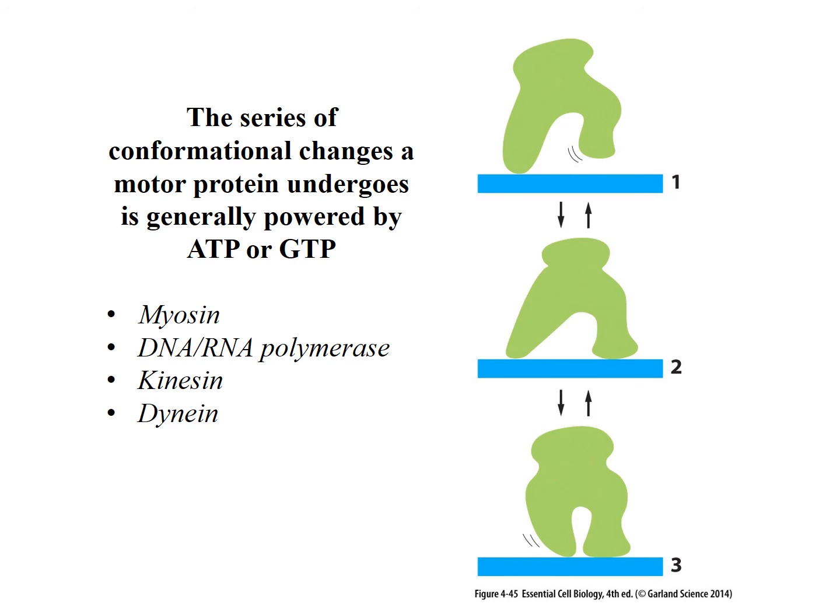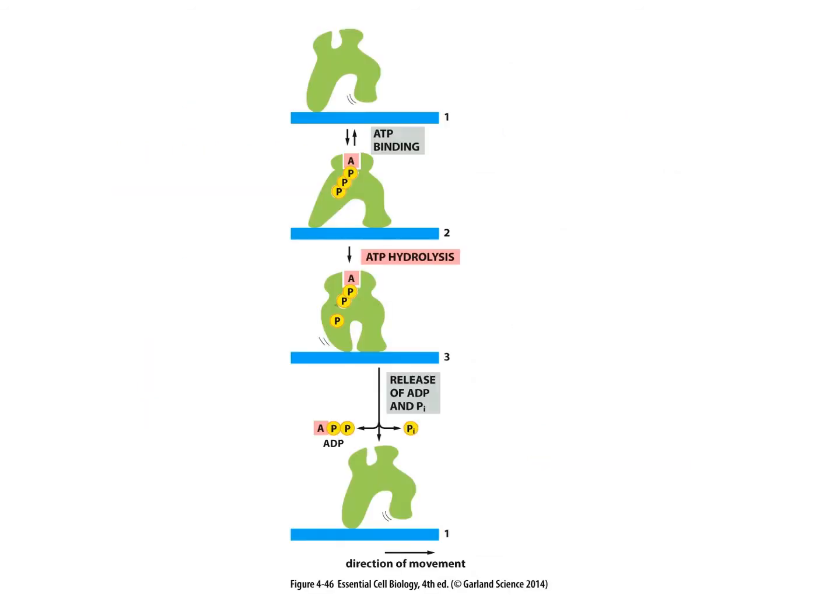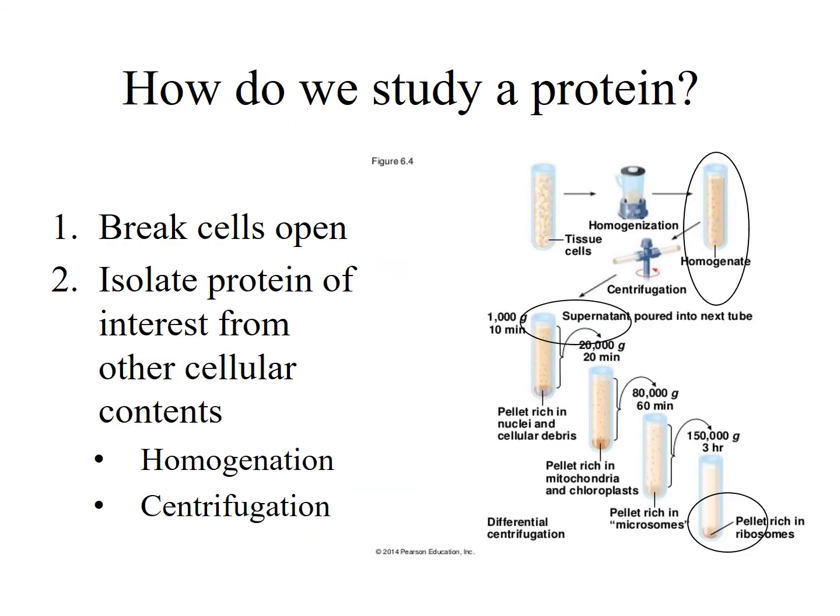Some examples of motor proteins in addition to myosin are the polymerases for DNA and RNA, another motor protein called kinesin, and then even another kind called dynein. This illustration shows the series with the ATP binding, ATP hydrolysis, and release of the product. This would occur in a cyclic manner as a new ATP molecule binds once the old products are released.